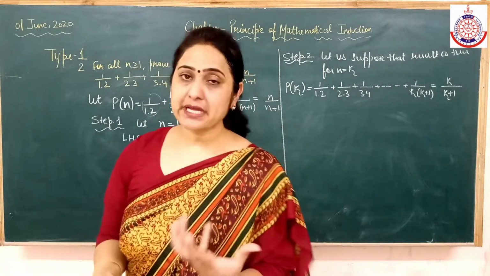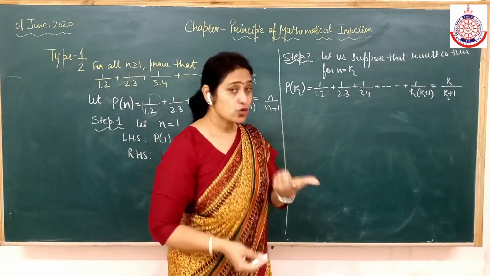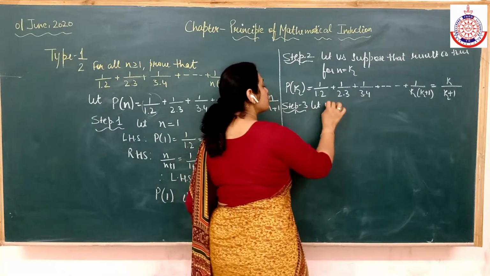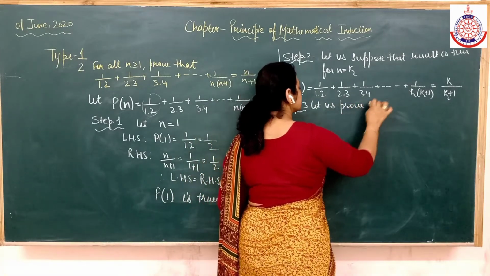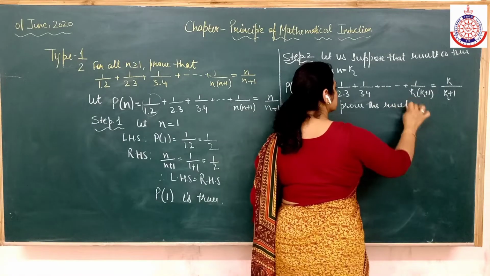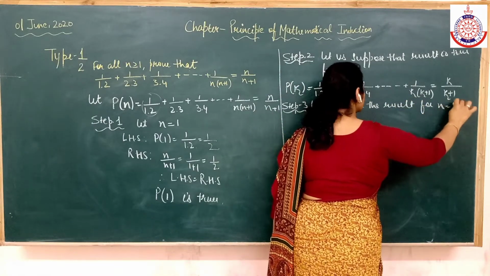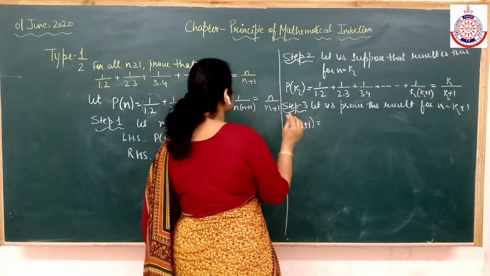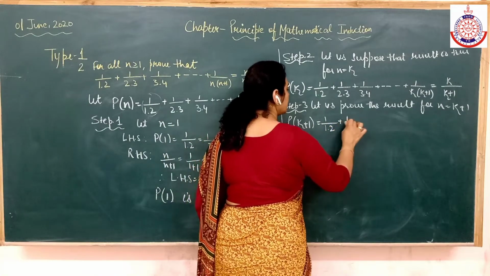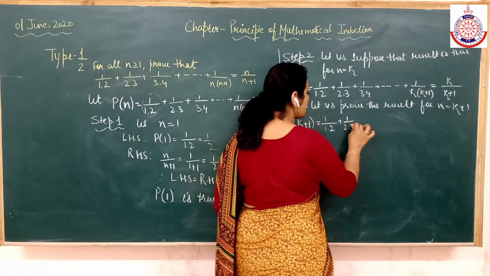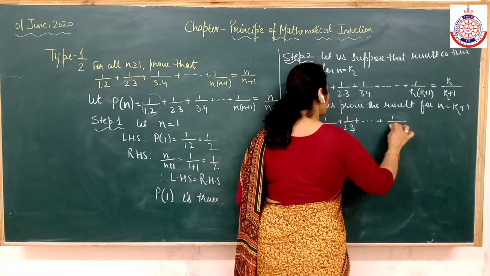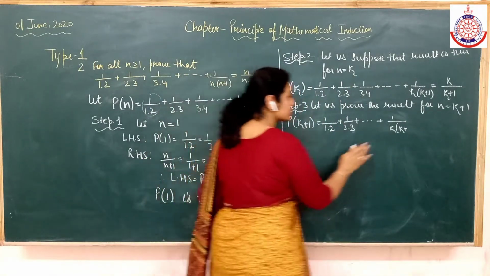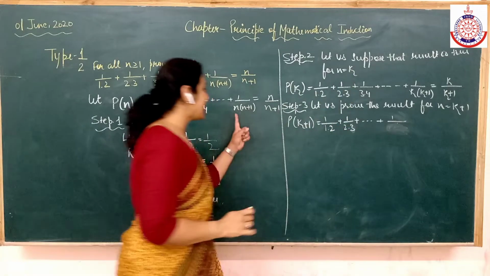The second step, we assume that the result is true for n equals k. Now what do we do? Now step 3, let us prove the result for n equals k plus 1. That I have to prove. That means this Pk plus 1 I have to prove. What will it be? 1 upon 1 into 2, 1 upon 2 into 3, so on up to 1 upon k into k plus 1. Now what am I writing? I am writing Pk plus 1. So what shall I do? I should change this n into k plus 1.